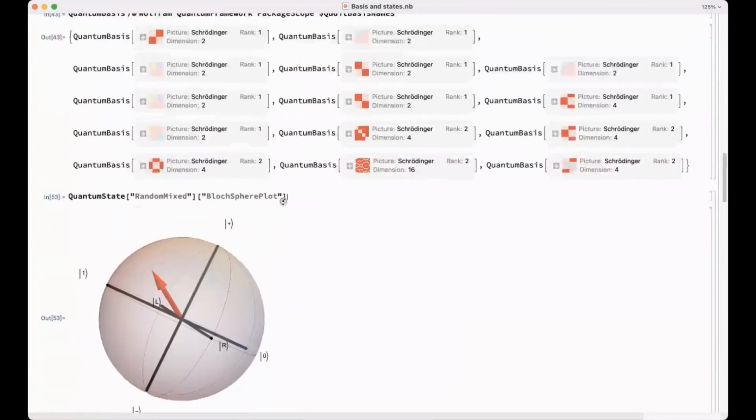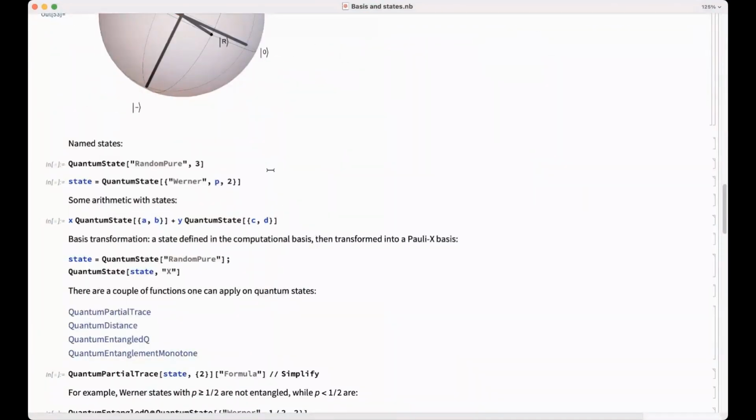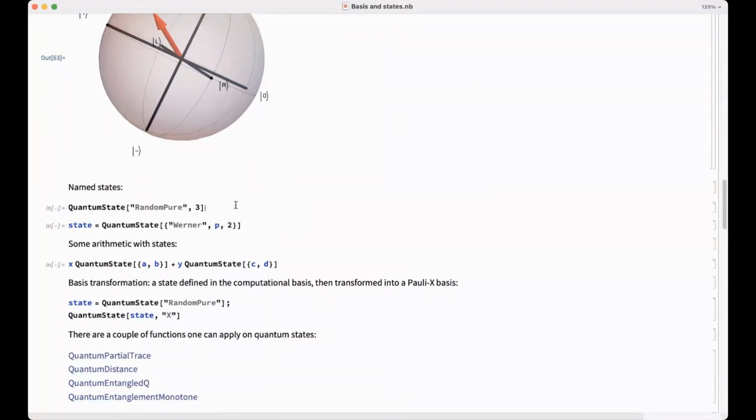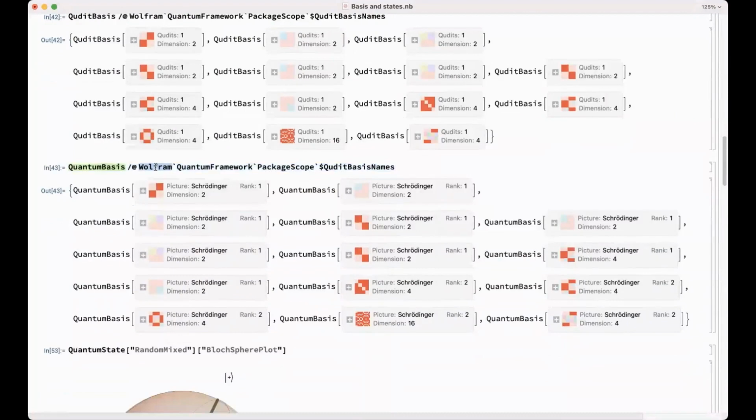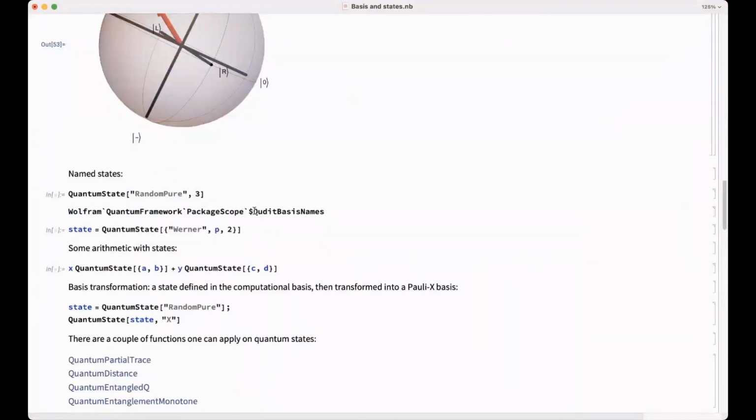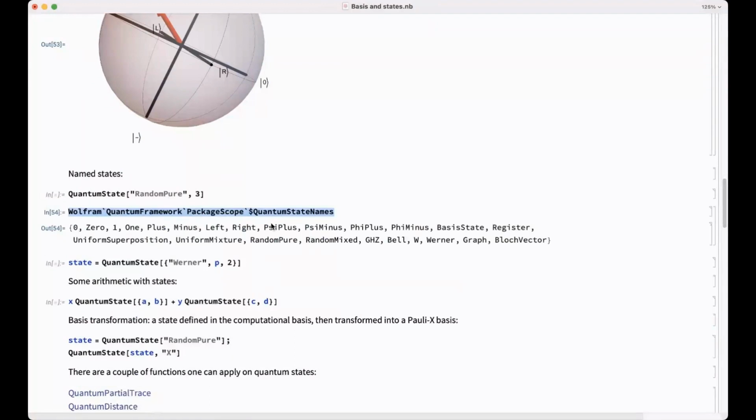What about named states? Yeah, because we are discussing states. Similar to the quantum basis names, as already seen, you can extract it similarly here. We have a QuditBasis name, and we also have QuantumState names. For some reason, the package scope is closed, and this is the kind of named states that we can create. Okay, what is the most interesting one?